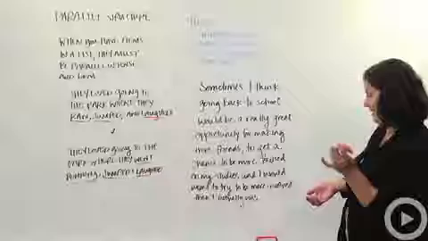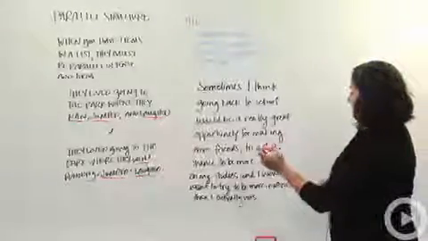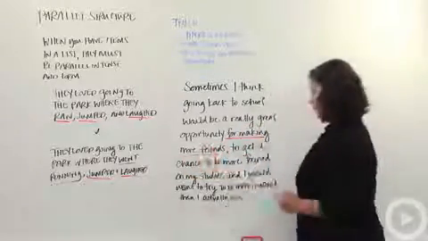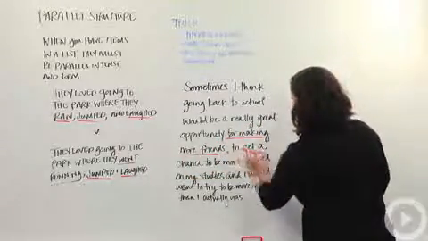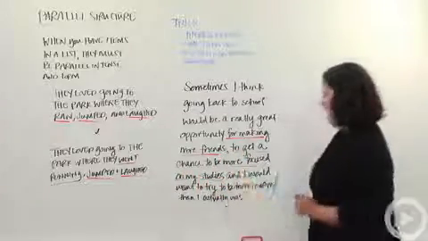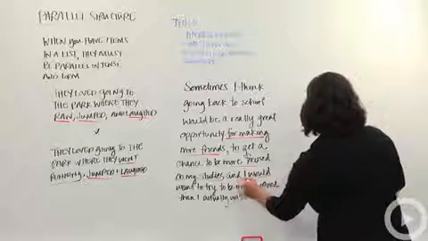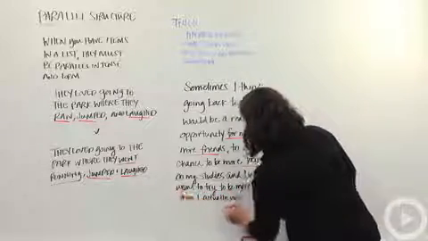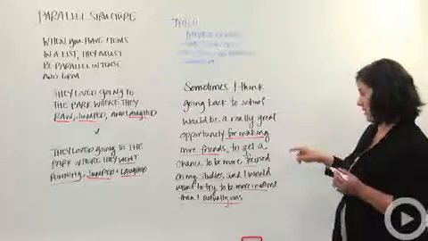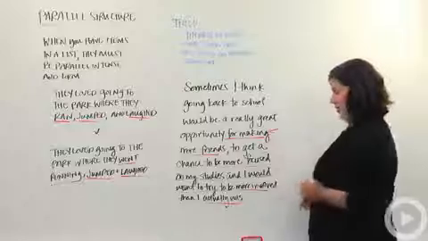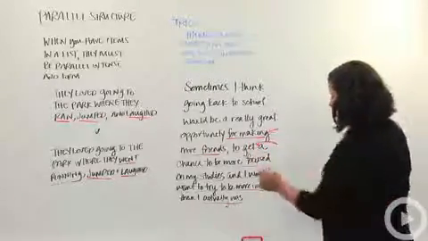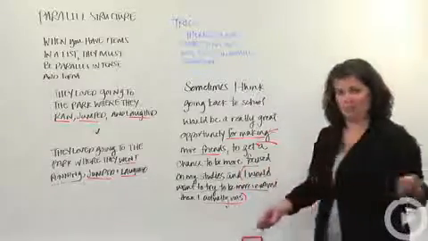So we've got three ideas there in the list. The first one is, it would be a great opportunity for making more friends, all right? The second is, it would be a great opportunity to get a chance to be more focused on my studies. And then the third is, I would want to try to be more involved than I actually was. Those are three hugely different forms here. Here we've got an ing verb. Here we've got a verb in the infinitive. And then here we've got an actual complete sentence.